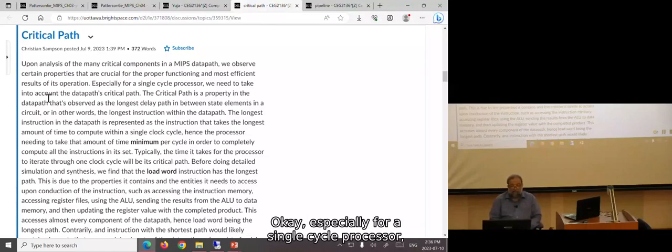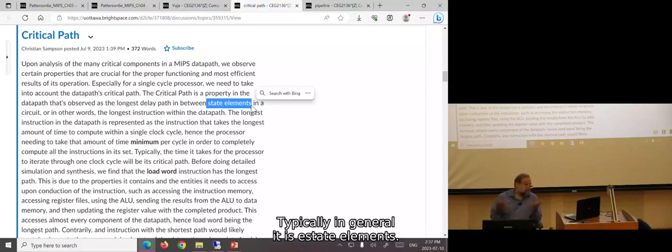Especially for a single cycle processor, we need to take into account the datapath critical path. The critical path is a property in the datapath that's observed as the longest delay path between state elements in a circuit. Or in other words, the longest instruction within the datapath. Okay, and you mentioned state elements, which is good. Typically, in general, it is state elements.